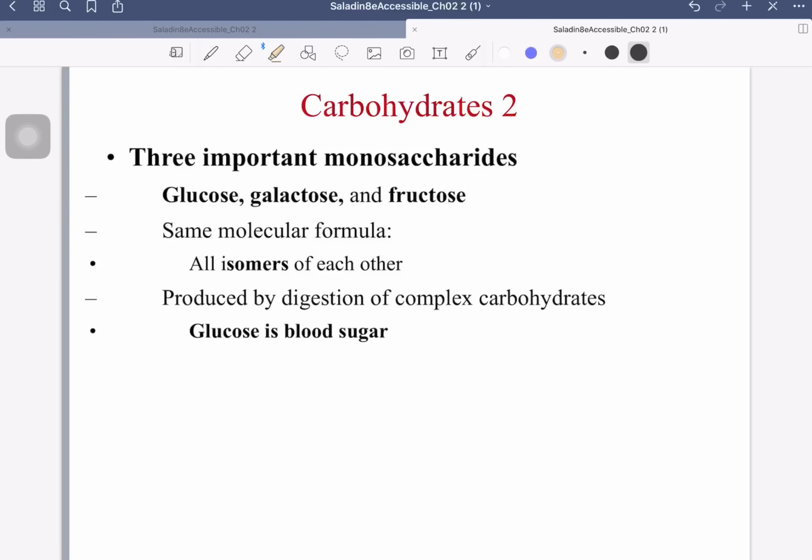Now, there are three important monosaccharides. Remember, saccharide is for sugar, mono for one. That's glucose, galactose, and fructose. They all have the same molecular formula. They're all isomers of each other, but of course, we know that isomers can have very different usabilities. They are produced by digestion of complex carbohydrates. Glucose is, say, our blood sugar.